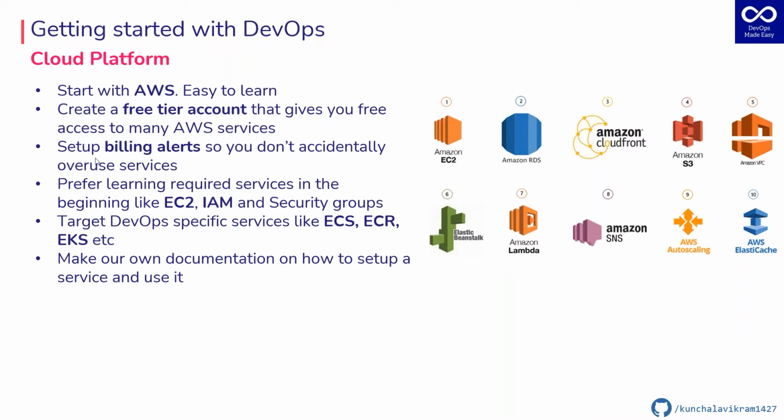So it is always suggested to set up billing alerts, and it is always preferred you learn required services in the beginning, like EC2, IAM, and security groups. Once you have all the essential services in your bucket, then you can target DevOps specific services. There are hundreds of services in AWS. You don't have to go through all of them, right? So you learn the required ones, and then immediately you switch to DevOps specific services like Elastic Container Services, Elastic Container Registry, or Elastic Kubernetes Service, those kind of things.